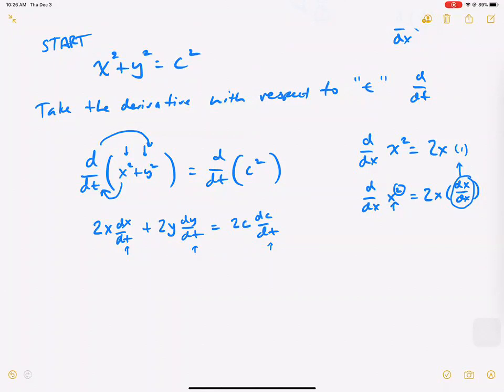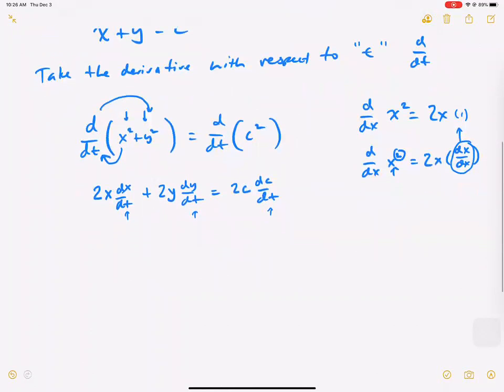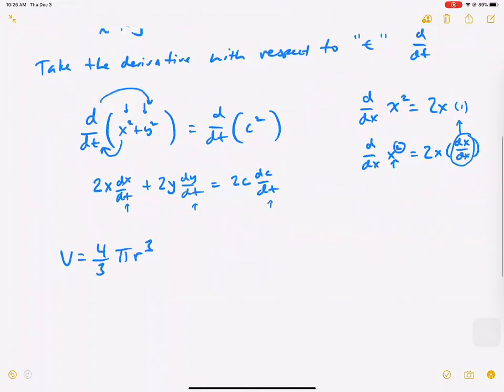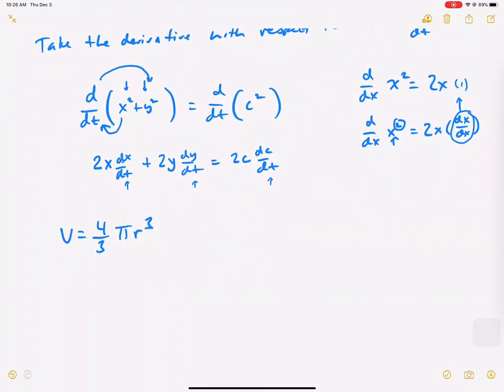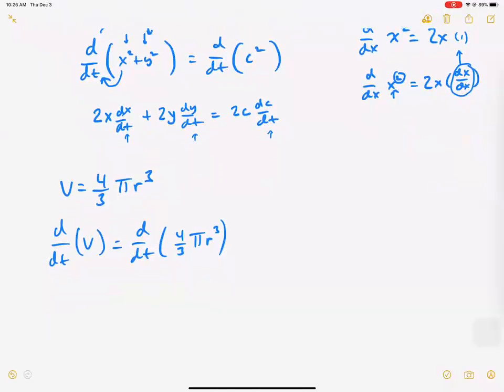Okay? So we're going to do the same process to a different equation here. Here's my volume of a sphere, 4 over 3 pi r cubed. And we're going to take the derivative of this, d over dt of v, and d over dt of 4 over 3 pi r cubed. My first goal is to show you the derivatives are not hard. We just have to practice. When we've done these before, just remember your rules.